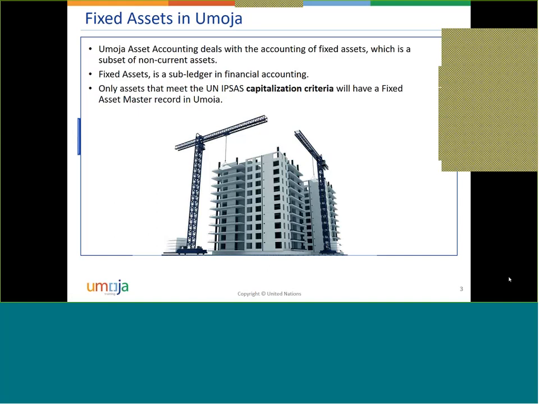This is important. Only assets that meet the UN capitalization criteria will have a fixed asset master record in Umoja, and this is something we will see later. So let's say that if we have a building in our compound, there should be something called an asset master record in the system that will keep the financial information for the asset. Only the ones that are meeting UN IPSAS capitalization criteria will have a fixed asset master record.